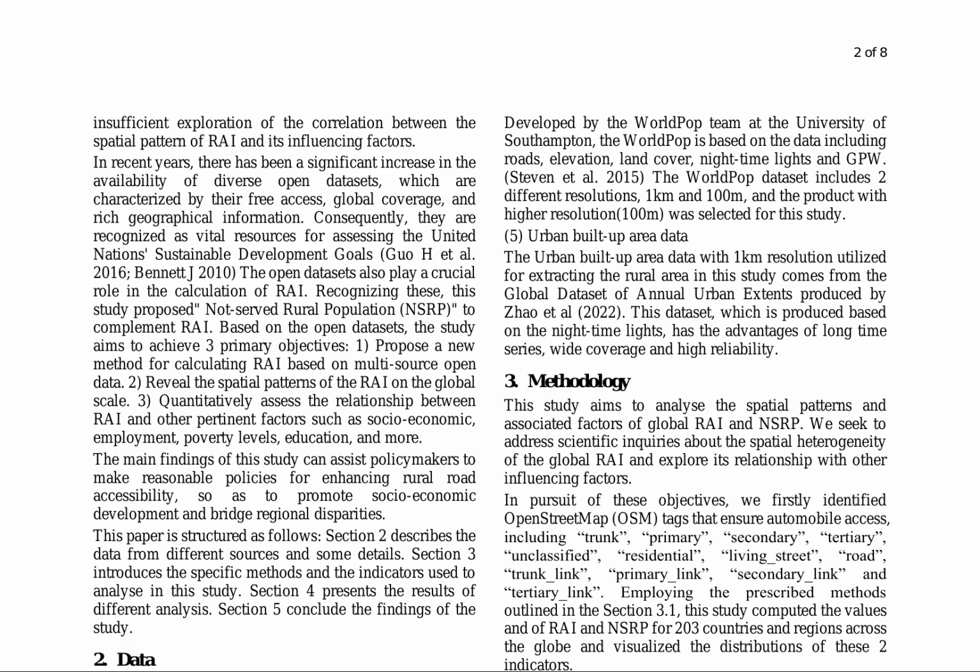initiatives. The study addresses the lack of exploration into the correlation between the spatial pattern of the Rural Access Index, RAI, and its influencing factors. Leveraging diverse open datasets, the research proposes a new method for calculating RAI, reveals its global spatial patterns, and quantitatively assesses its relationship with pertinent factors.